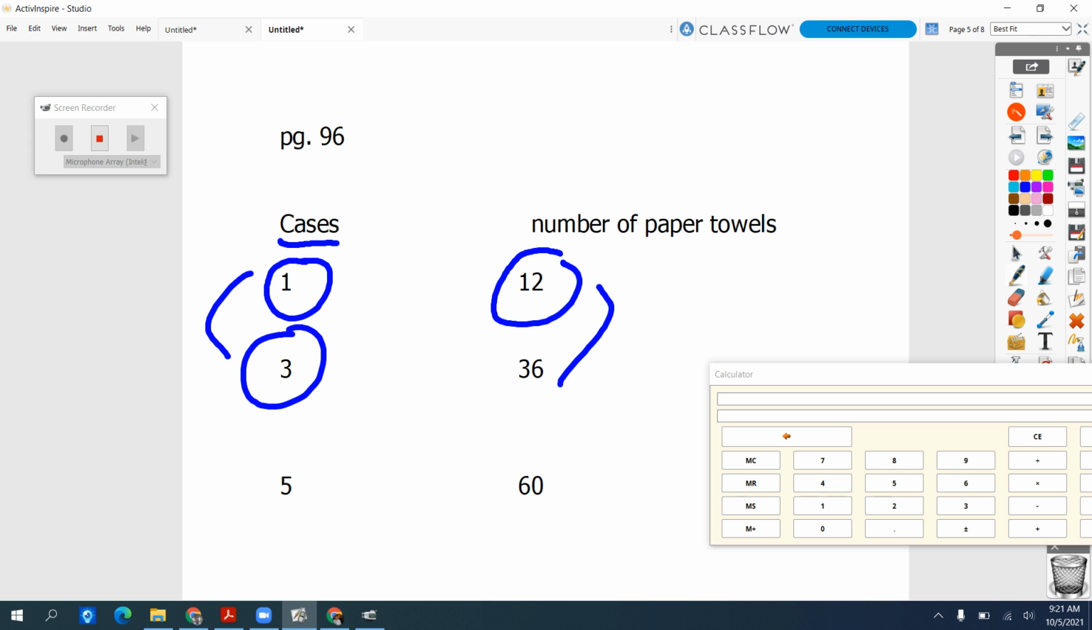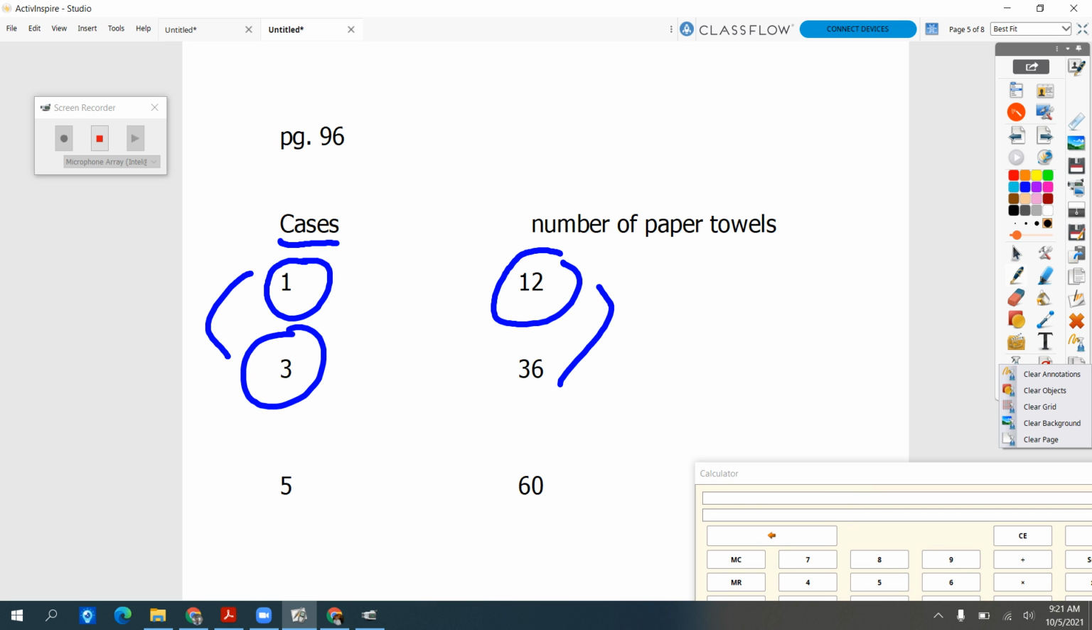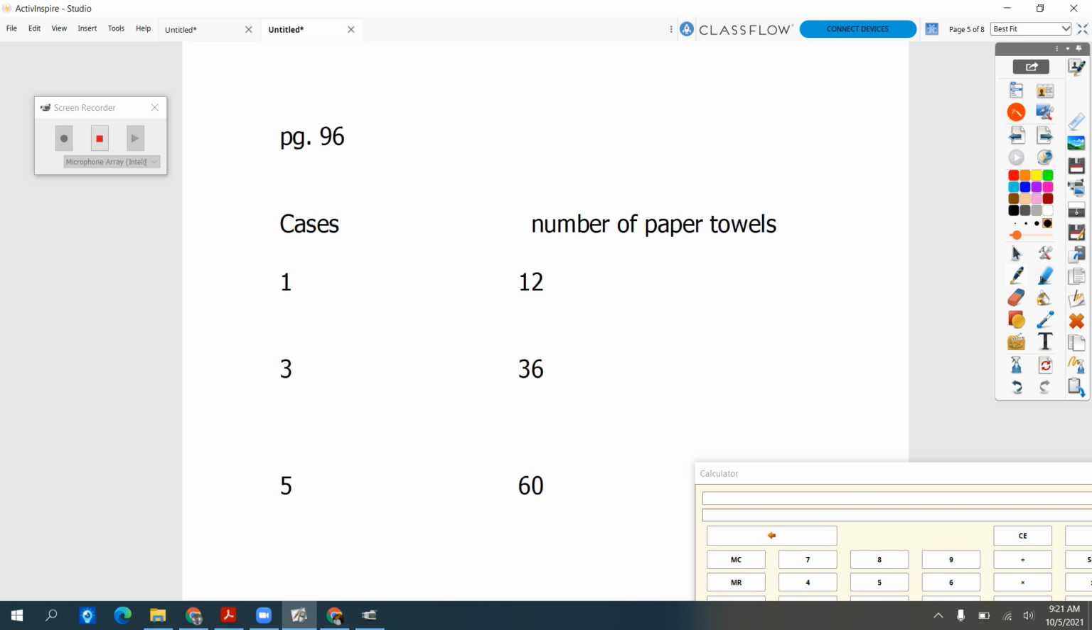But there are many different ways that you can see a relationship in a table. One way is going across. So let me go ahead and erase this so that I can write on this. That is not what I wanted to do. So I just want to clear annotations. All right, so one way is you can go across. You can ask yourself, how do I go from cases to number of paper towels? So, what are you multiplying by? In this case, it wouldn't be division because it's getting bigger.